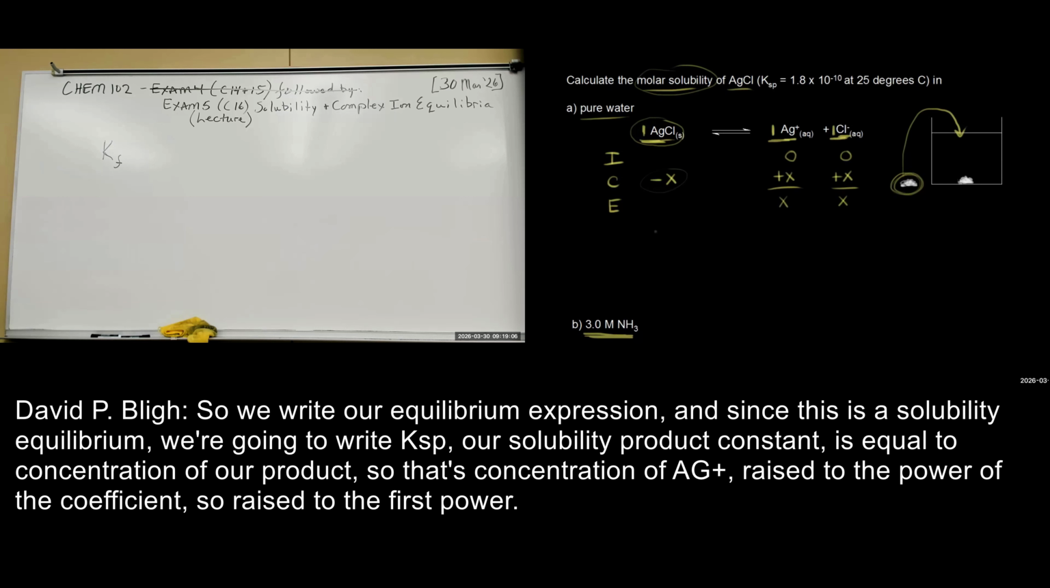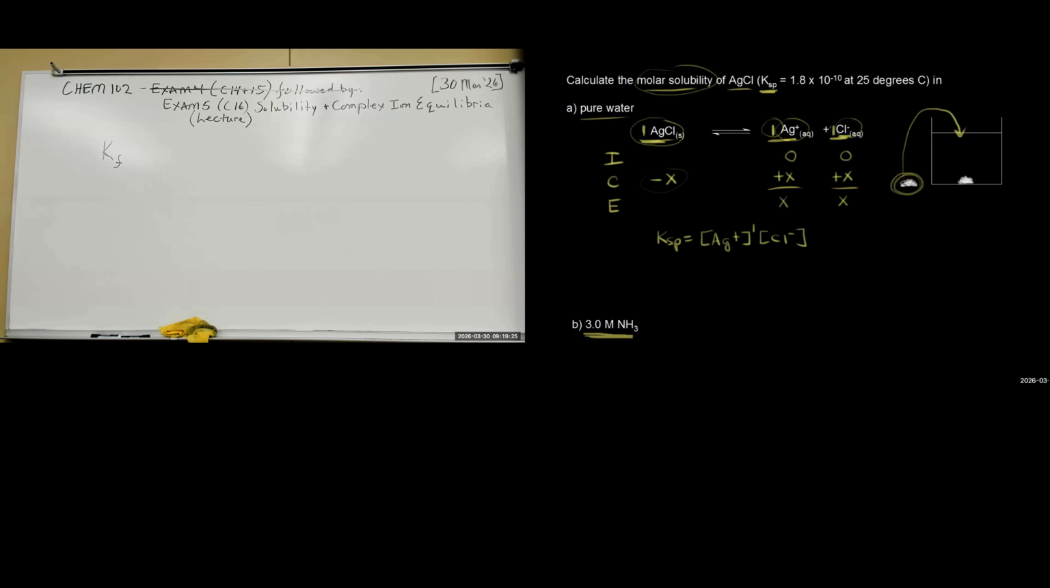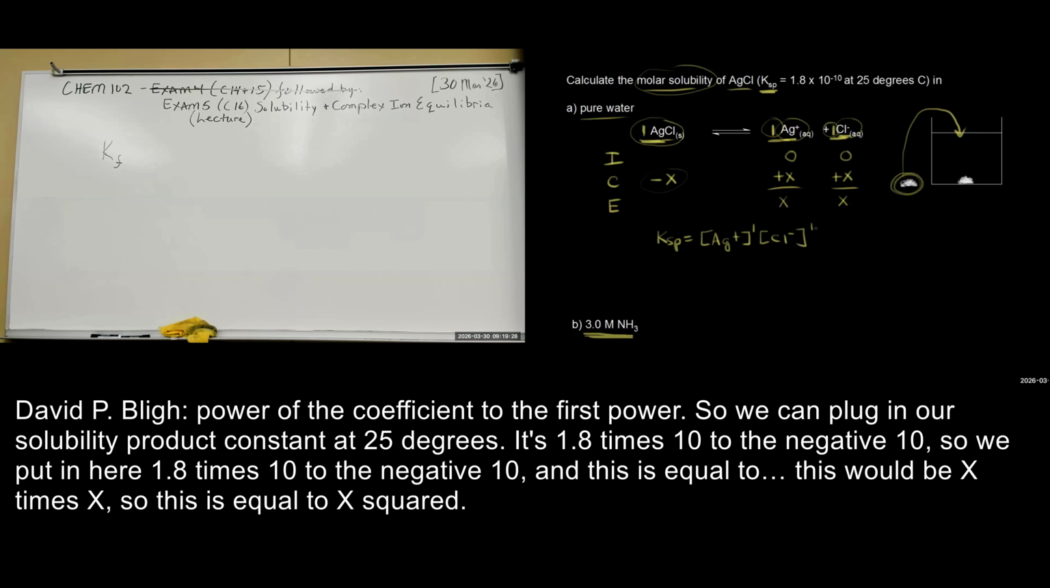So we write our equilibrium expression, and since this is a solubility equilibrium, we're going to write Ksp, our solubility product constant, is equal to the concentration of our product, so that's the concentration of Ag+, raised to the power of the coefficient, so raised to the first power, times the concentration of chloride anions, Cl-, raised to the first power. So we can plug in our solubility product constant at 25 degrees. It's 1.8 times 10 to the negative 10. So we put in here 1.8 times 10 to the negative 10. And this is equal to X times X. So this is equal to X squared.